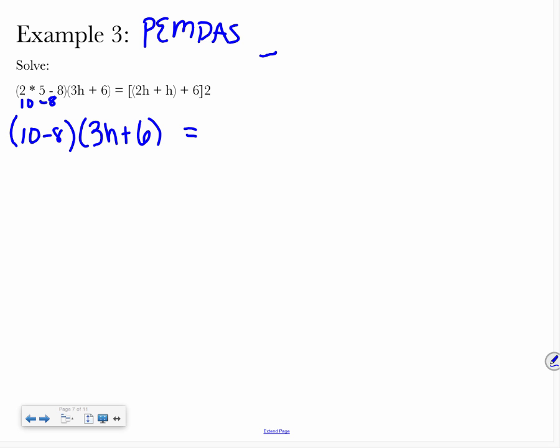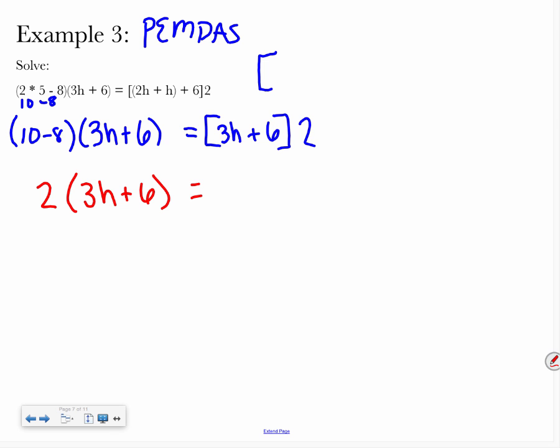And then when you see these square brackets, they have the same powers as parentheses, okay? I'm going to leave it for now, and I'm going to combine the first set of parentheses, which in this case, we have 2h plus h, which is 3h plus 6. Okay, 2h plus h is 3h, and then we have a plus 6, and we have a times 2. Now if we go over here, we have 10 minus 8, that is 2, times 3h plus 6, and then we have a 3h plus 6 times 2.